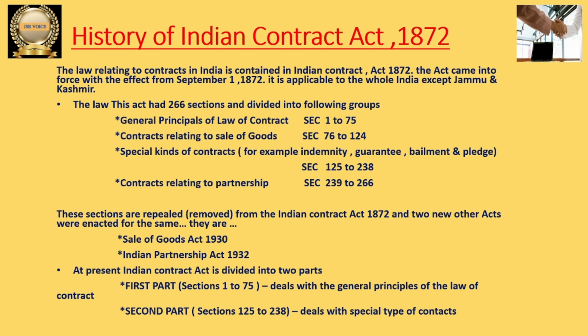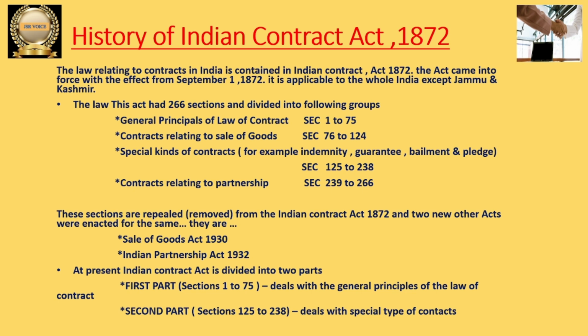Next, the fourth group is contracts relating to partnership. Everyone knows what a partnership business is. If two or more persons start any business, that is known as a partnership business. Rules related to partnership are laid down from section 239 to 266. So this is the total picture of all sections in the Indian Contract Act 1872 at the initial stage.